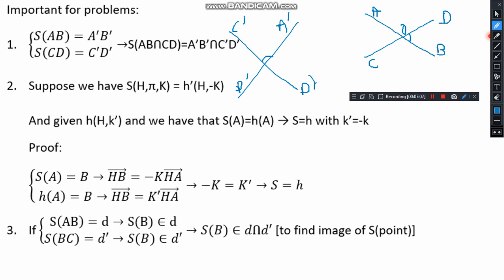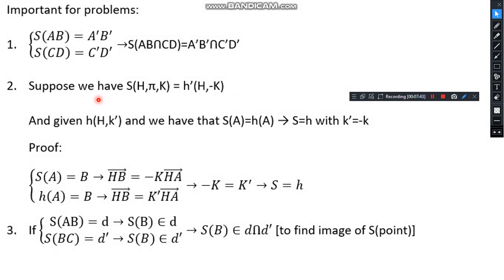So if they intersect here in O prime, you're going to have S of O equal O prime. Sometimes we need it when you want to find the image of a point. Before, they're going to give you: find the image of line AB, you're going to get A prime B prime. Then part B, find the image of CD, you're going to get C prime D prime. Then find the image of O, the point at the intersection of these two lines. So find S of O. S of O will be the intersection of A prime B prime and C prime D prime. So we use it a lot in problems.